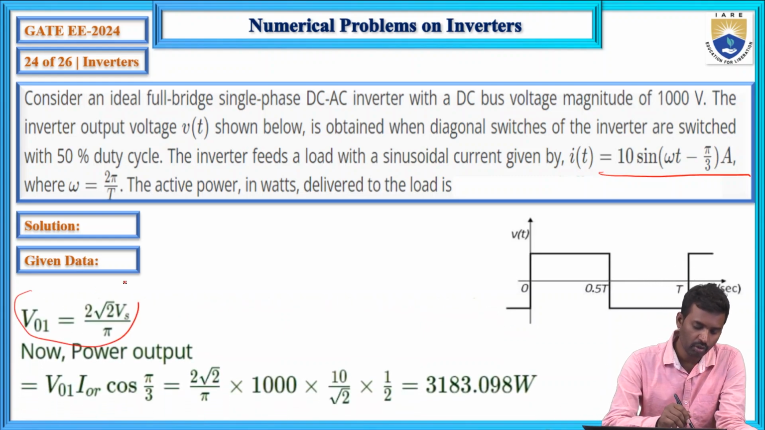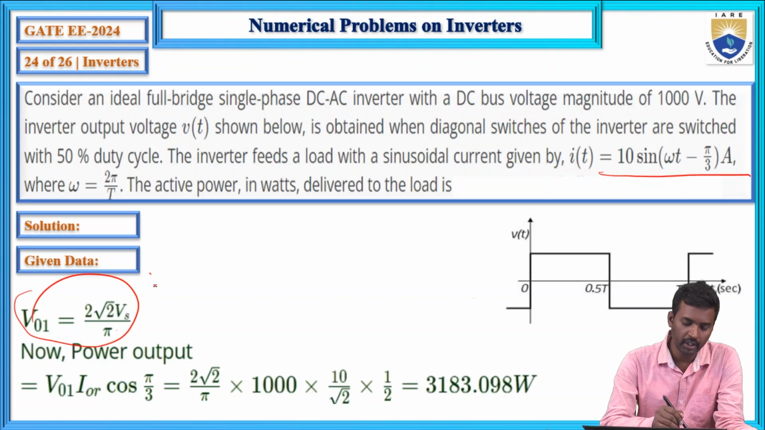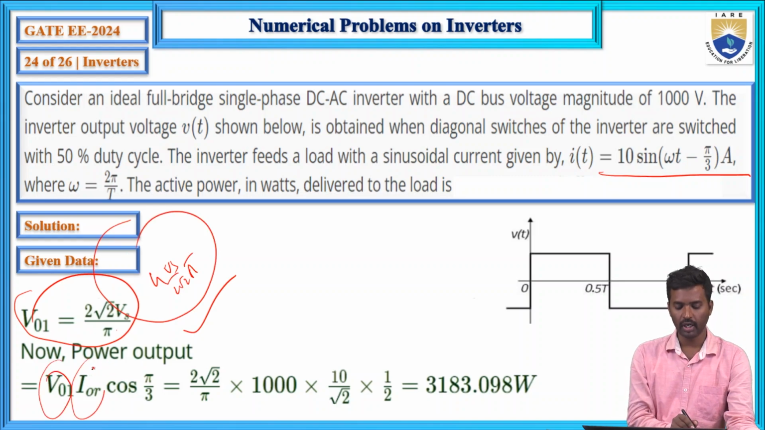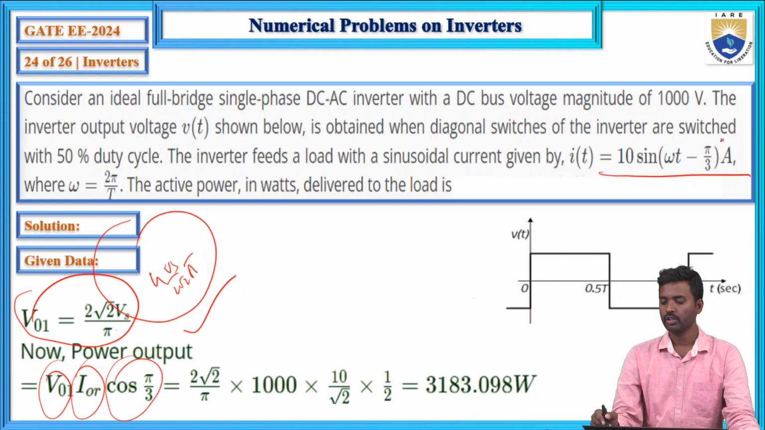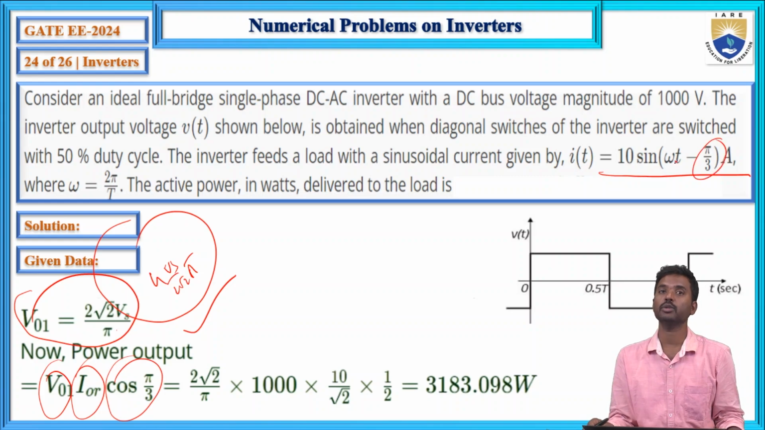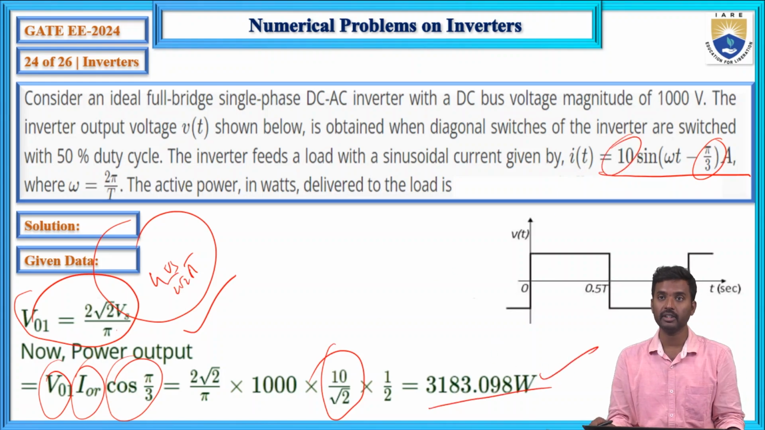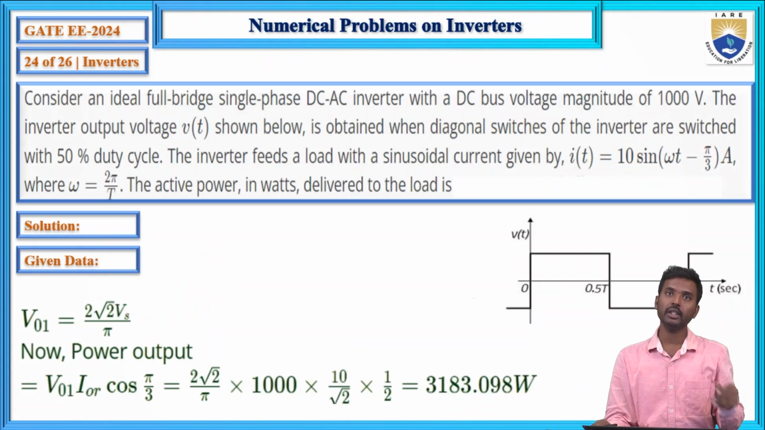So this is V01, 2 root 2 by pi, that means 4 Vs by root 2 pi. After getting this V01, active power equals V01 I RMS and cos phi. The phi value is given, that is pi by 3. So this is pi by root 2. Finally 3.183 kilowatts.